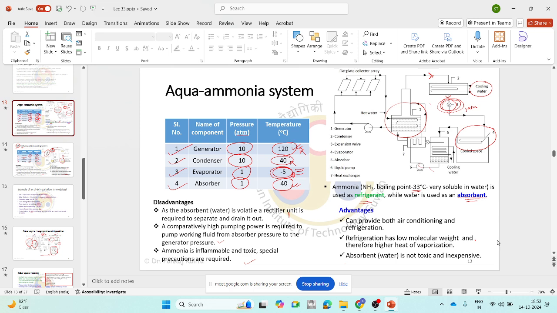Is it the concentration of the water ammonia ratio? Okay, so this ammonia is actually your refrigerant and water is used as your absorbent. Okay, the first point is this. So we have this aqua ammonia system, right?